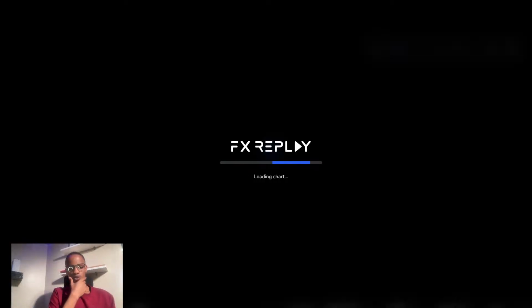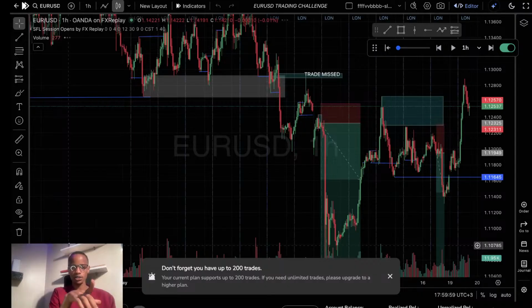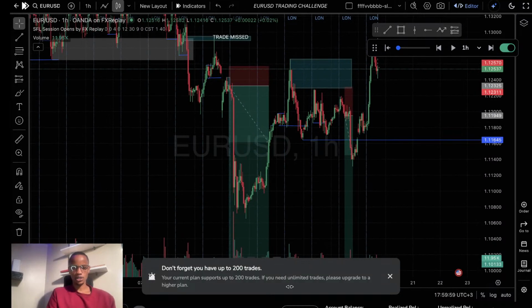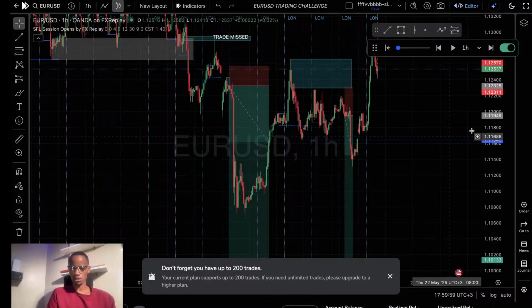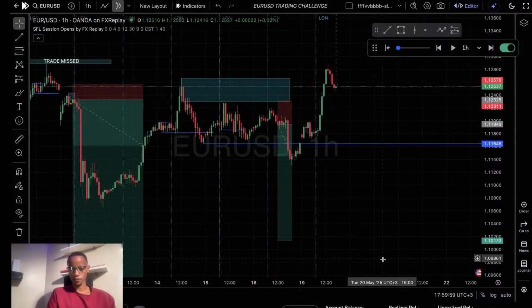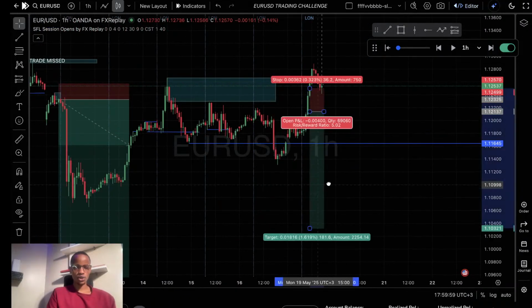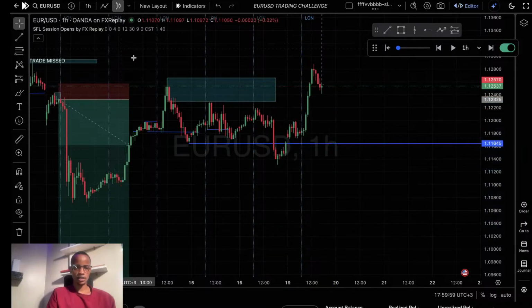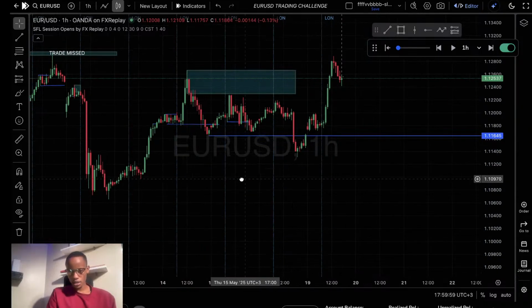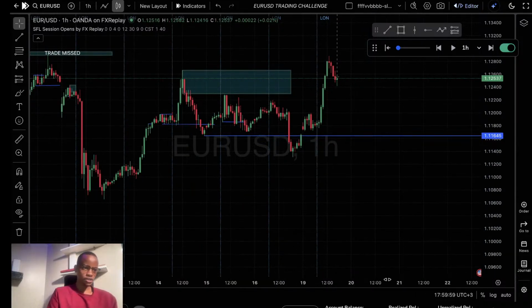So that's FXReplay. It's a paid platform. You need to pay for it to use it. So these are the trades we took yesterday. Let me first turn off this indicator, sessions volume. So like I said, we are going to try and increase the trade frequency. That's the whole point with backtesting.